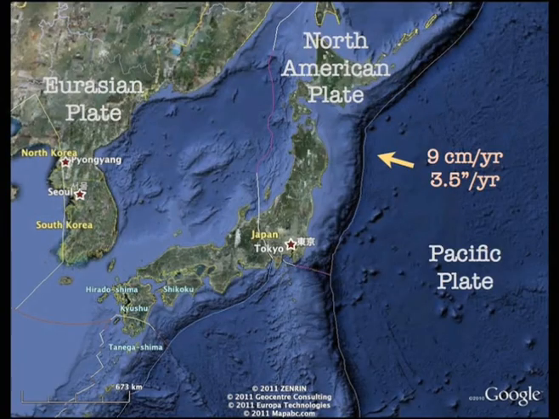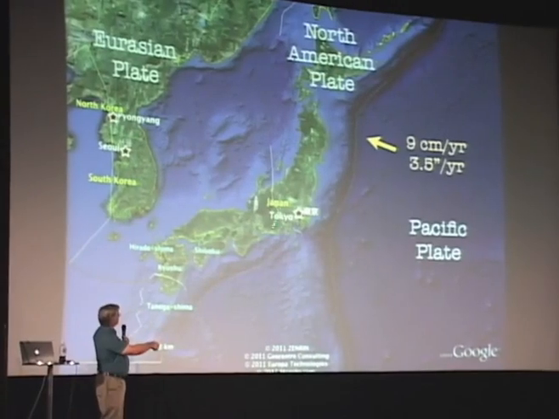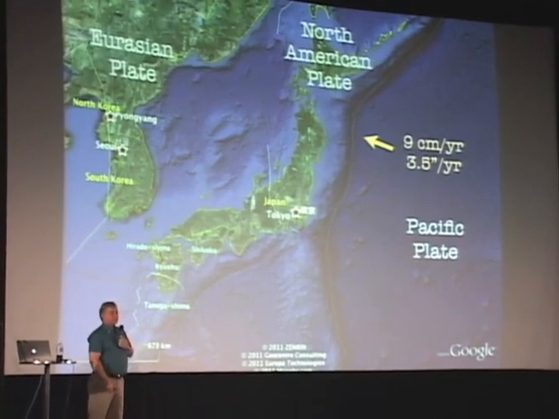Okay, that brings us to just a couple more events I'm going to talk about. 2011. The situation here is the Pacific plate coming in from the right, 9 centimeters per year. It's under-thrusting under Japan.